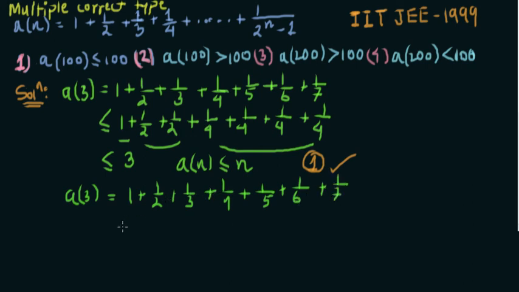So what we do here is that we leave the first 2 terms, and this we make 1 by 4, so something lesser than this. So what will happen here is that we will get the reverse inequality. So 1 by 4 plus 1 by 4 plus 1 by 8 plus 1 by 8 plus 1 by 8.